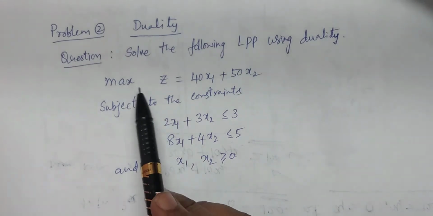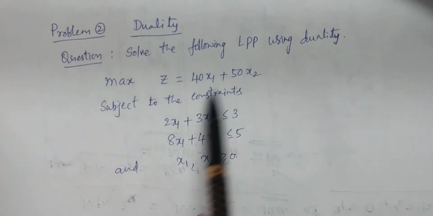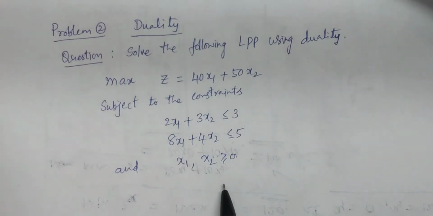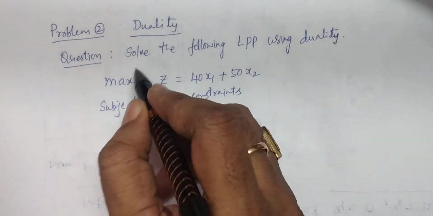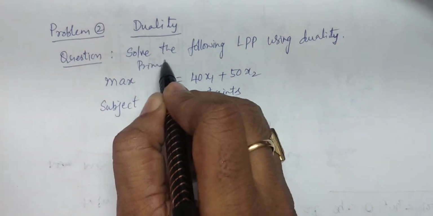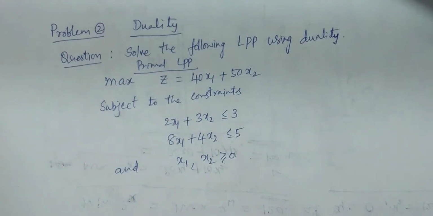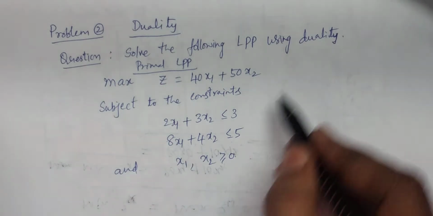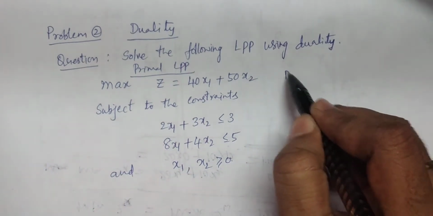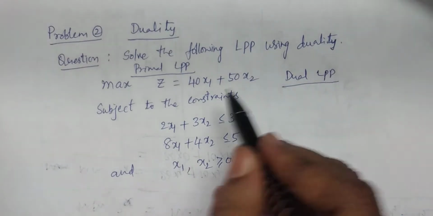So what is the question? The given LPP, or primal LPP, is to maximize Z subject to the constraints given here. So by using duality you have to solve, which means you have to consider this as the primal LPP. I'm considering this as a primal linear programming problem. Now I'm writing the dual linear programming problem here. You have to solve this dual LPP.